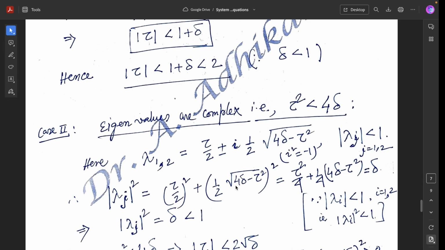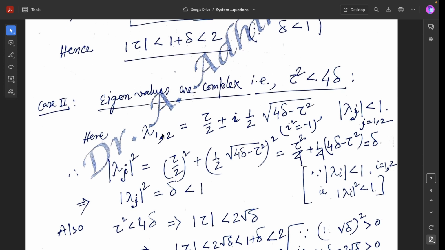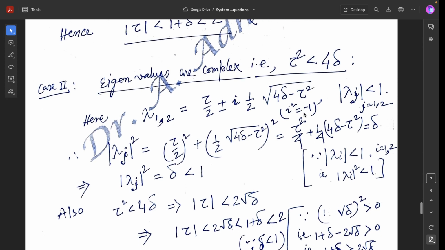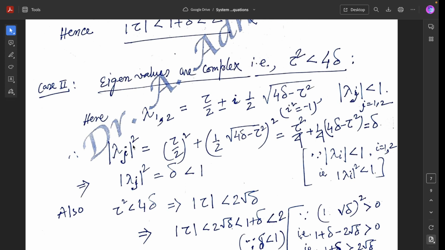And for case 2, if eigenvalues are complex, then tau square minus 4 delta is less than 0. Then the two complex conjugate eigenvalues are tau by 2 plus minus i, where i square equals minus 1, times half of the root of 4 delta minus tau square. Now modulus of lambda j square equals the real part square plus the imaginary part square. So after simplification we get this is equal to delta.